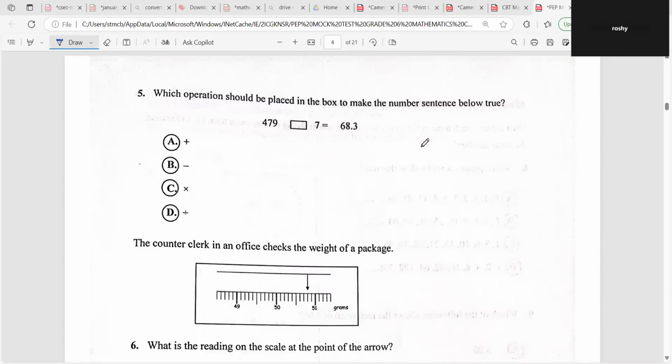Sir, 47. My answer is D, sir. Divide. Yes, sir. Alright, thanks so much, Rashanti. Let me see if we can get in the next person to see if they agree or disagree.